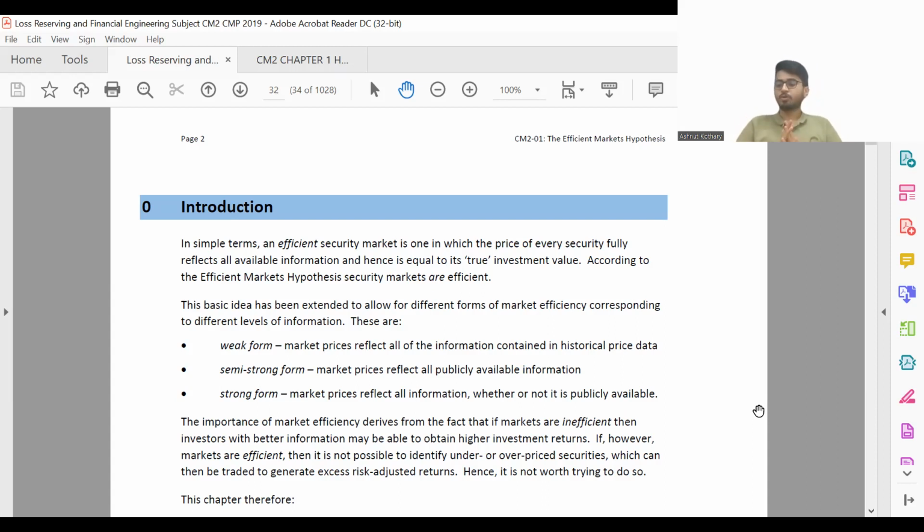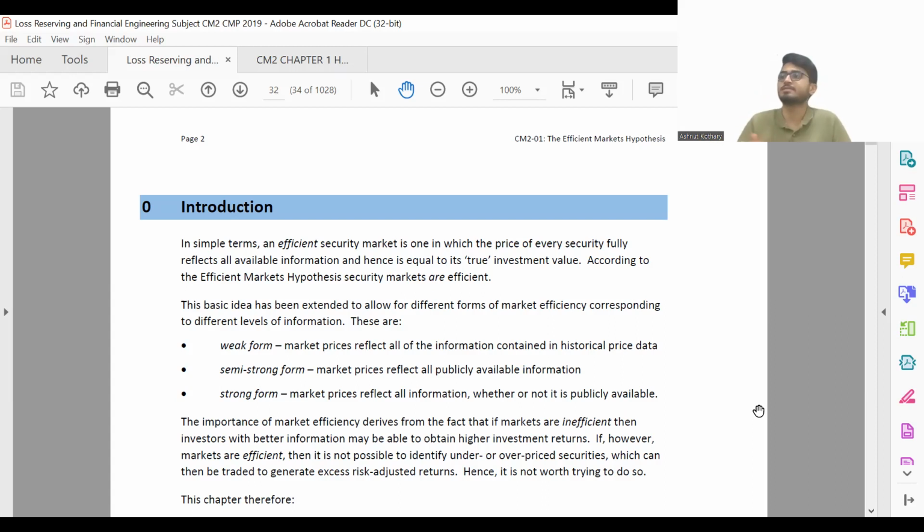This might look a bit arbitrary when I say that the price of every security fully reflects all available information and hence is equal to its true investment value. See, in practice or even in theory, we do not really know what the true investment value is. Depending on the assumptions used and the analysis performed, different individuals could come up with different true values. So right now, you can just think of it as a hypothetical construct that there is one true investment value for the price of a particular stock, and a security market would be efficient if the market price of that stock is equal to this investment value.